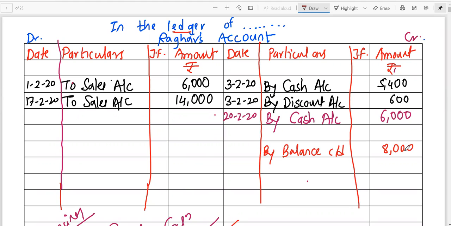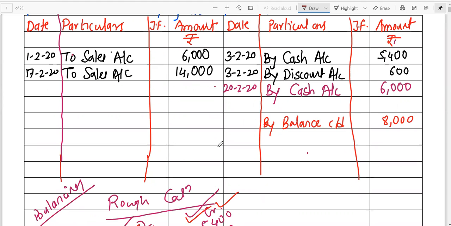Now the debit side and credit side totals will be the same, like this only. See the presentation. Now both side totals will be 20,000. Sir, now the date, sir. You have not written the date.